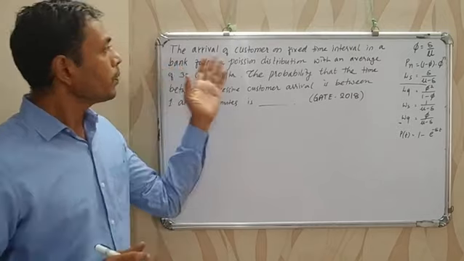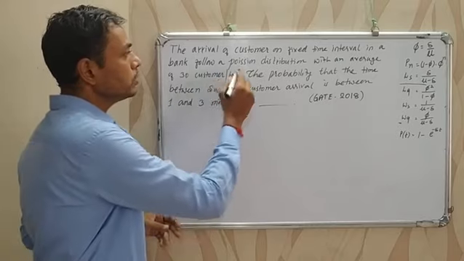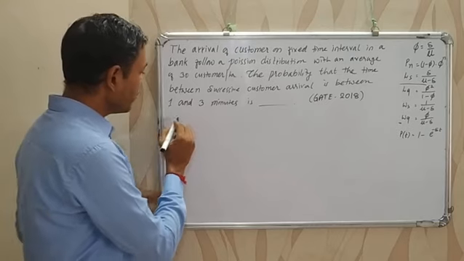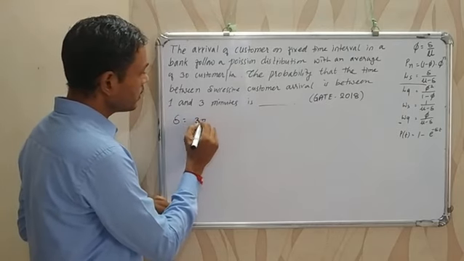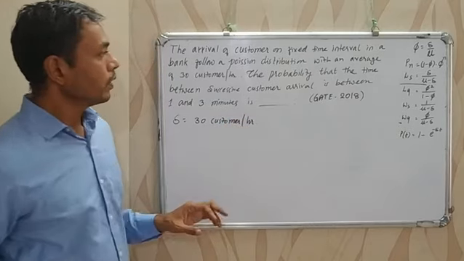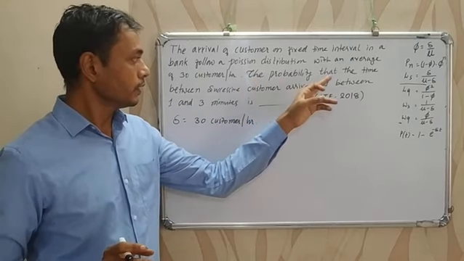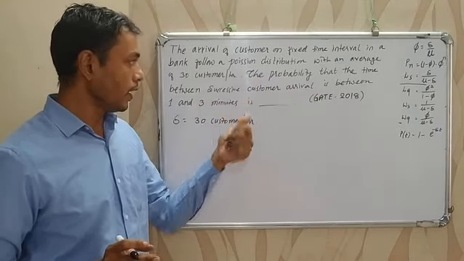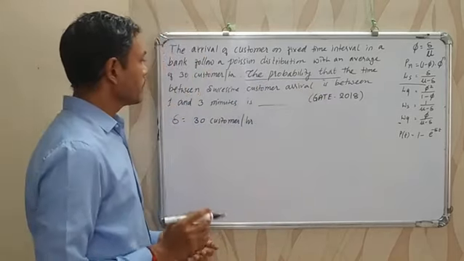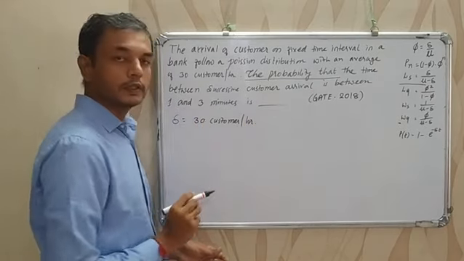The arrival of customers at fixed time intervals in a bank follows a Poisson distribution with an average of 30 customers per hour. So the arrival rate delta is equal to 30 customers per hour. Now what is asked? The probability that the time between successive customer arrivals is between 1 and 3 minutes.